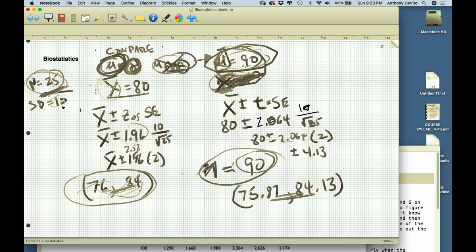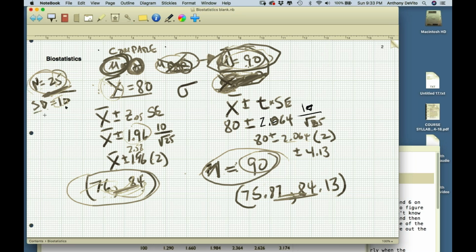Why is it wider? Because we're compensating for the fact that we don't know sigma, the true population standard deviation, and we had to use the sample standard deviation, which introduced that level of uncertainty. This t-score is going to be bigger and bigger as the sample size gets smaller. As the sample size goes down, our t-value goes up, making this a wider interval, right? Making up for that extra uncertainty.